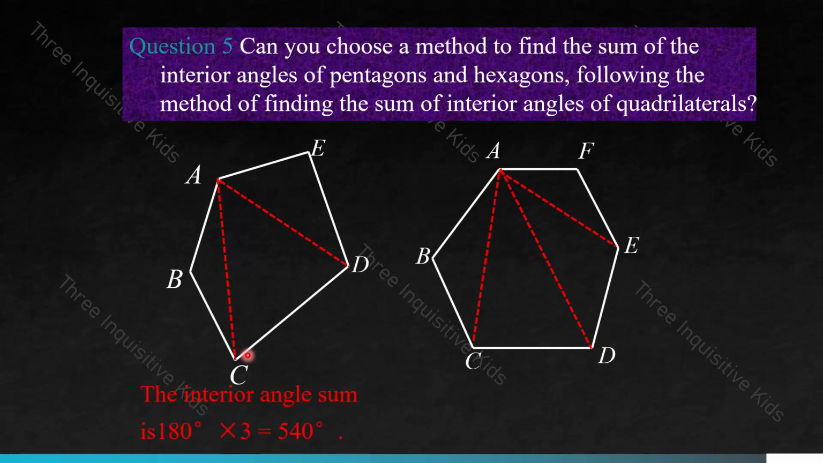Now we can do the same thing for the hexagon, but this time we need to include another line since it has one more side. Again, all we have to do is multiply 180 degrees by the number of triangles it is split into, which is 4. So together it is 720 degrees.